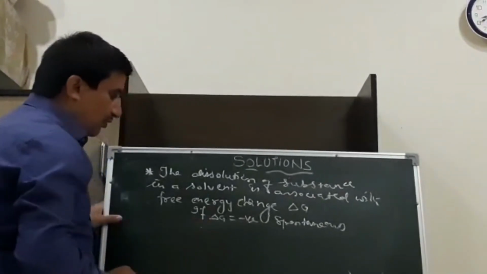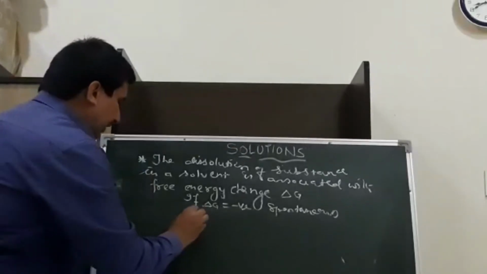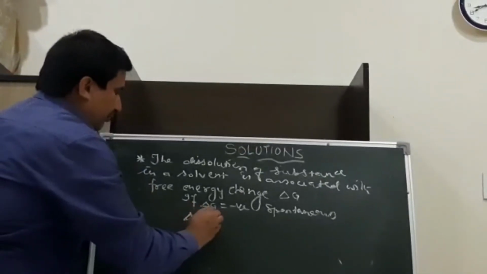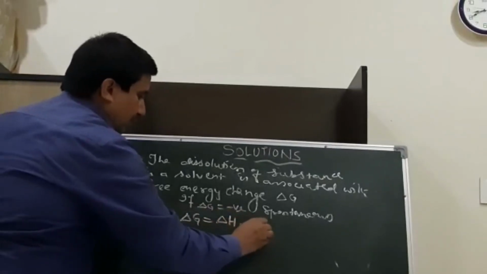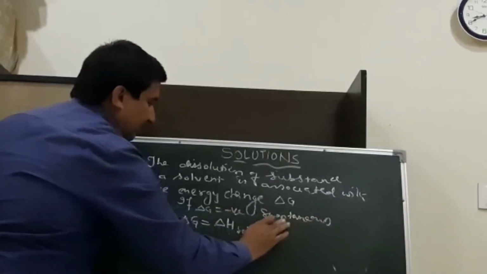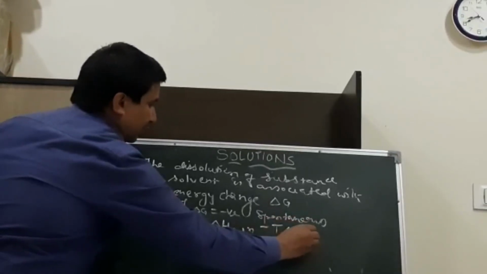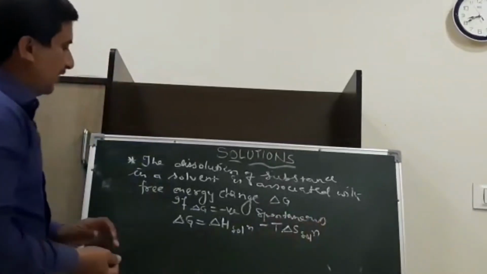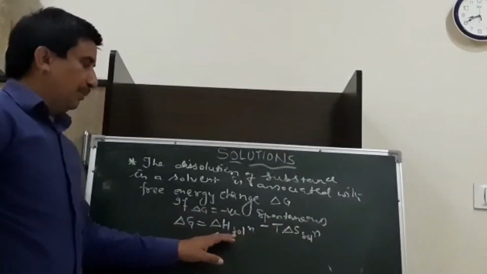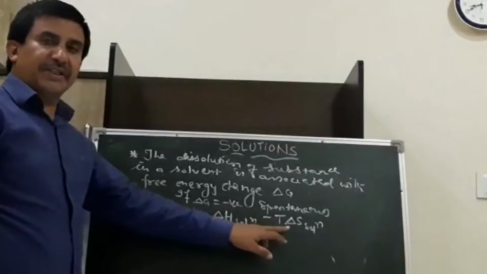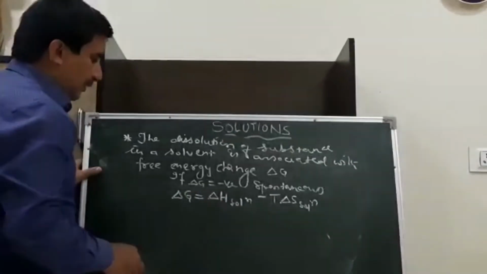So for solutions, when substances are dissolved, the equation is delta G equals delta H solution minus T delta S solution. Here delta G is the free energy, delta H is the enthalpy of solution, T is temperature, and delta S is the entropy of the system.